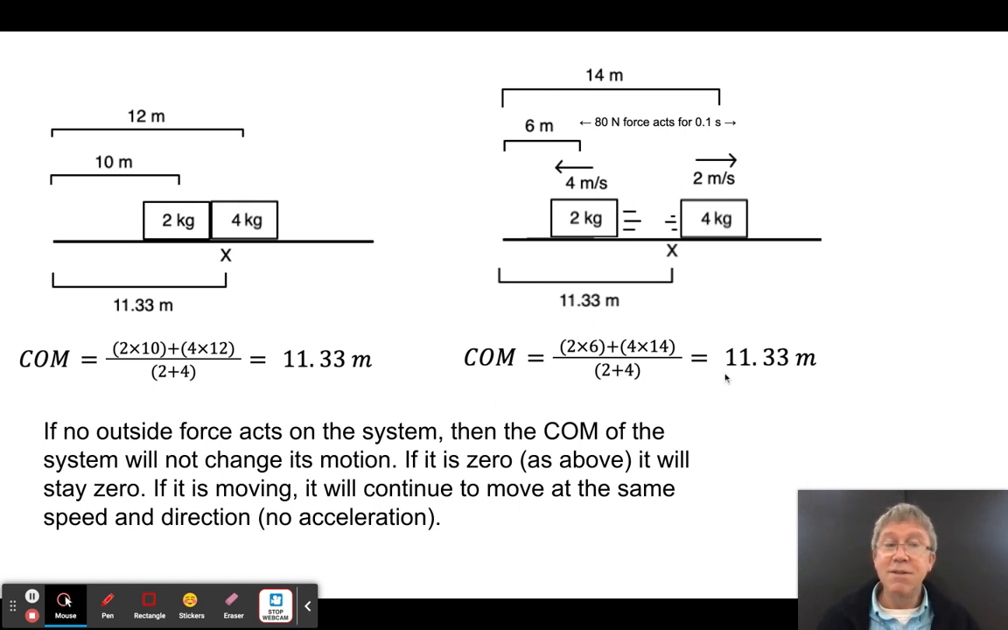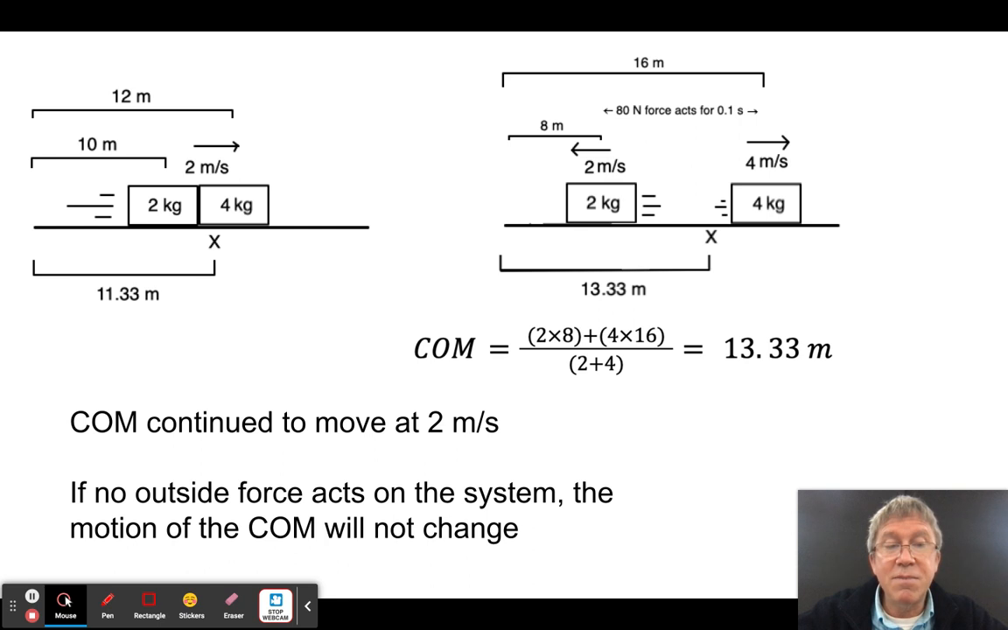It's so cool. The center of mass of the system did not move because it was initially at rest, so it's still at rest. And those internal forces in no way were able to change the velocity of that center of mass. It's pretty cool.